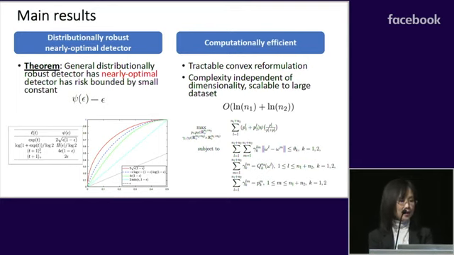On the other hand, the convex formulation results in very good computational complexity. It's on the order of log of n1, which is the number of samples for the first class, and log of n2, which is the number of samples for the second class.